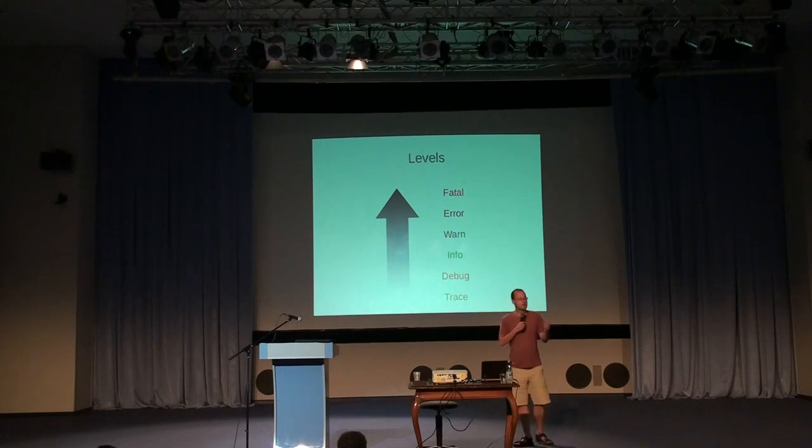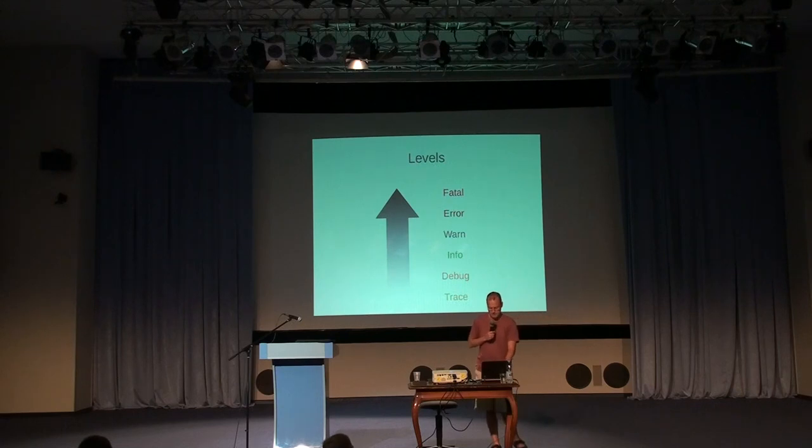Now, it's helpful to write this in your code because, as I say, different people care about different things at different times. So you probably don't care about trace when you're running in production, but maybe in development you're dealing with some weird bug and so you can switch trace level on, but you don't care about it most of the time.